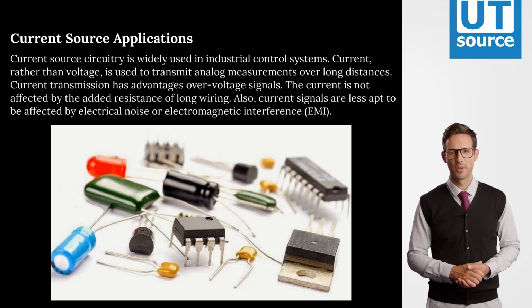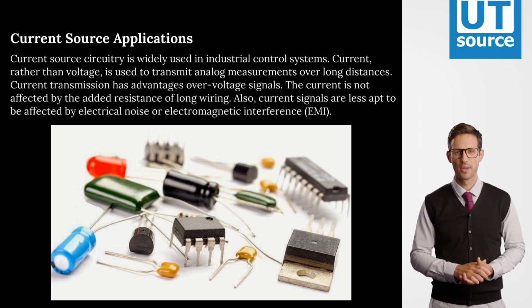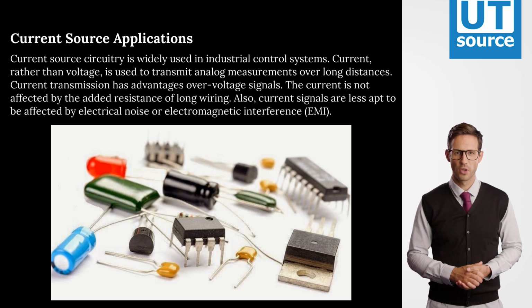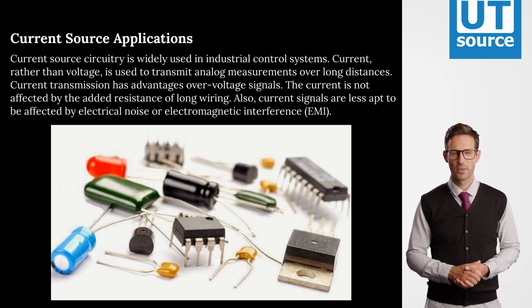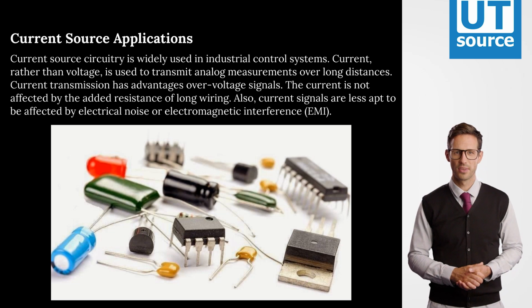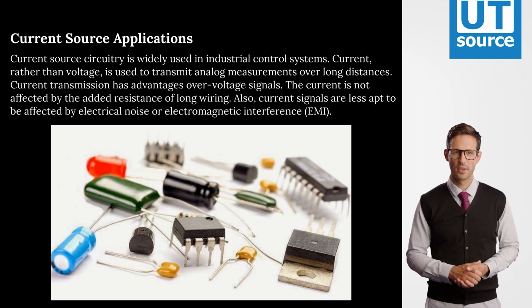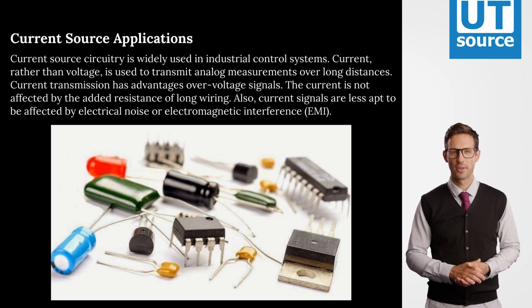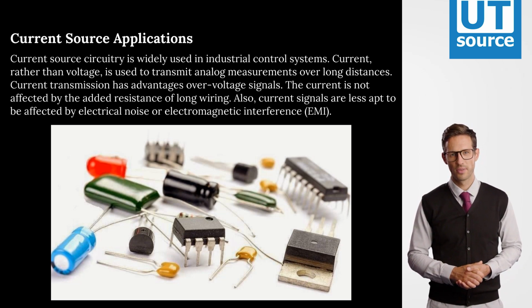Current source applications. Current source circuitry is widely used in industrial control systems. Current, rather than voltage, is used to transmit analog measurements over long distances. Current transmission has advantages over voltage signals. The current is not affected by the added resistance of long wiring. Also, current signals are less apt to be affected by electrical noise or electromagnetic interference, EMI.